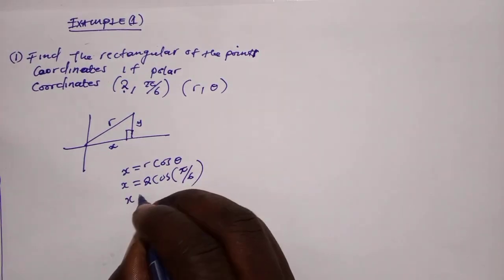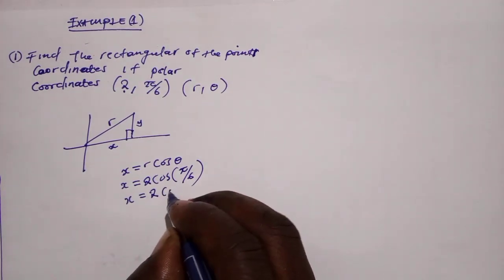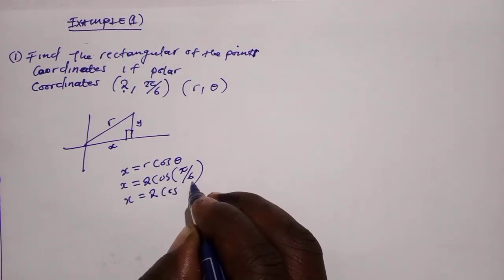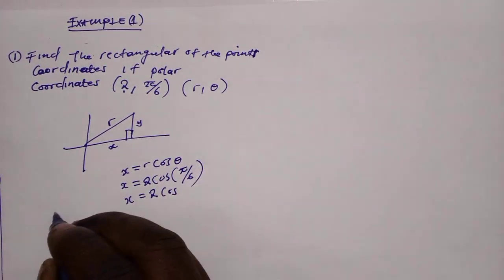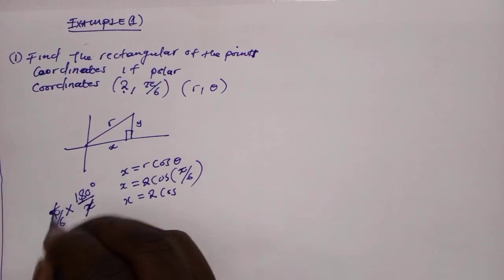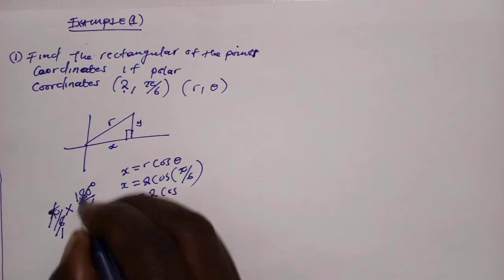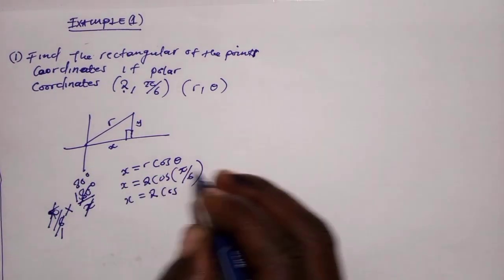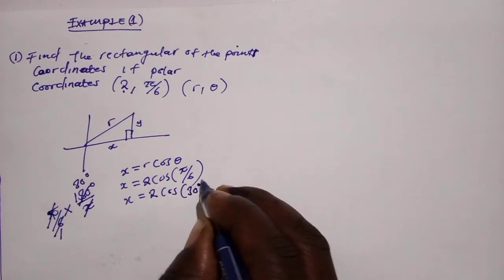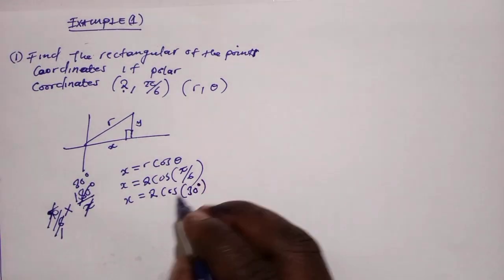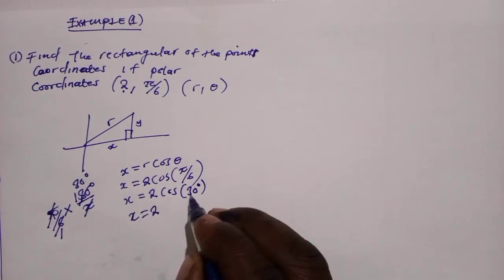X equals 2 cos pi over 6. It is in radians, so let's take it to degrees, in which we say pi is 180. Pi and pi go, we remain with 180 over 6, which is 30 degrees. So that means here we have 30 degrees, and if you can see, 2 cos 30.